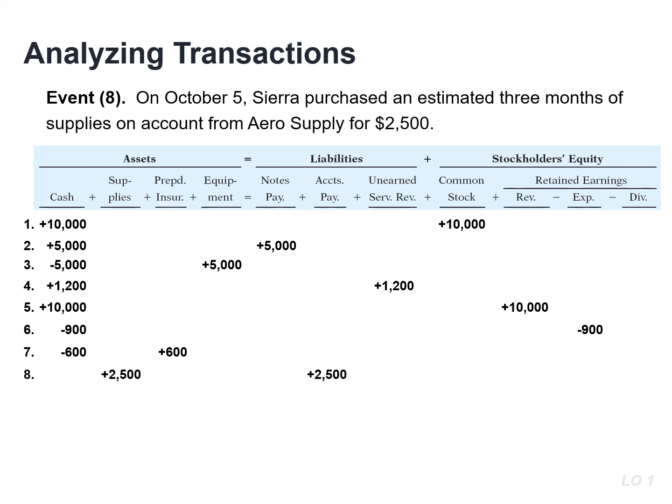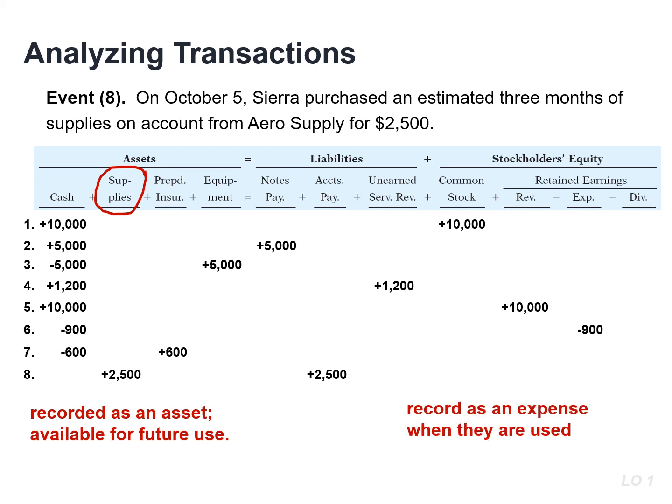In this event, on account means that the company receives goods, in this case supplies, that it will pay for at a later date. This transaction increases both an asset, supplies, and a liability, accounts payable. Supplies are recorded as an asset because they are available for future use. Recording supplies expense occurs when the supplies are used in the business.